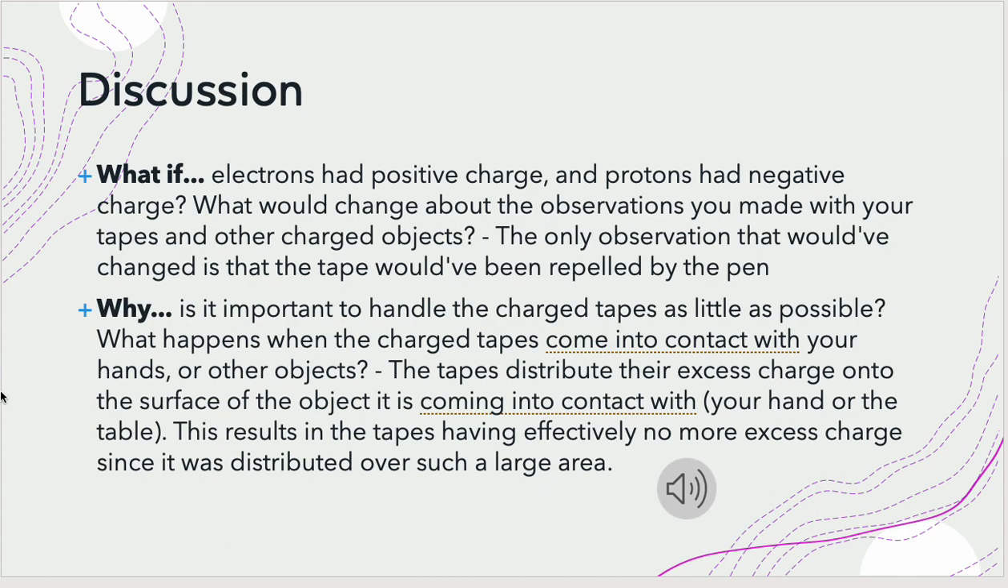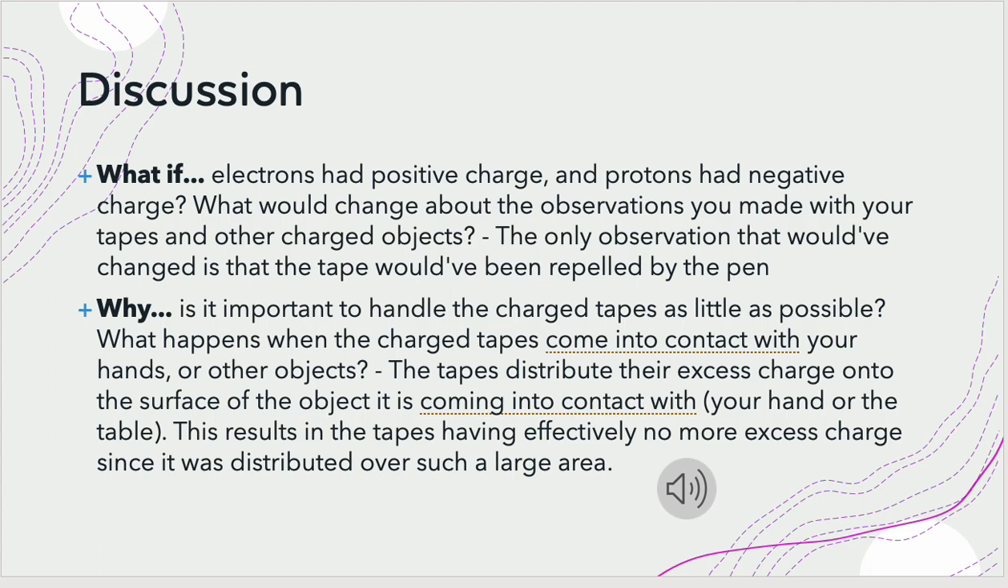Some of the discussion questions: what if electrons had positive charge and protons had negative charge? How would this change the observations you made with your tapes and other objects? The only observation that would have changed is that the tape would have been repelled by the pen, since this time, instead of losing electrons and gaining a positive charge, it would be losing positively charged electrons, therefore leaving a negative charge and therefore repelling the negatively charged pen.